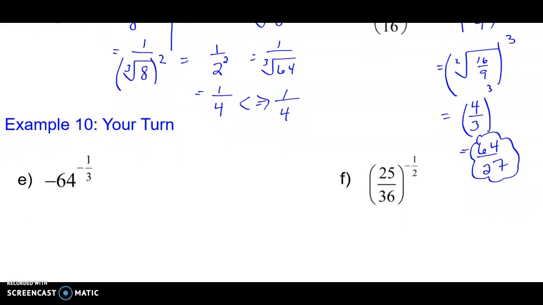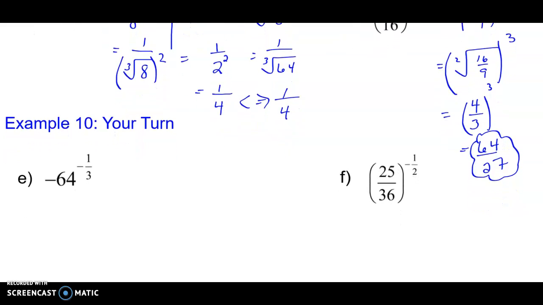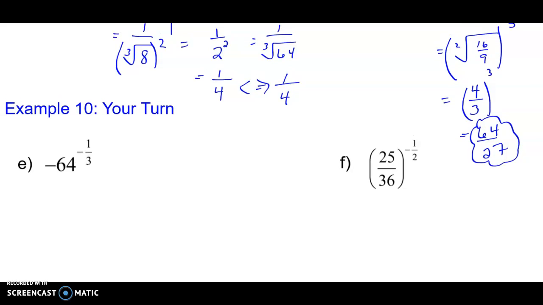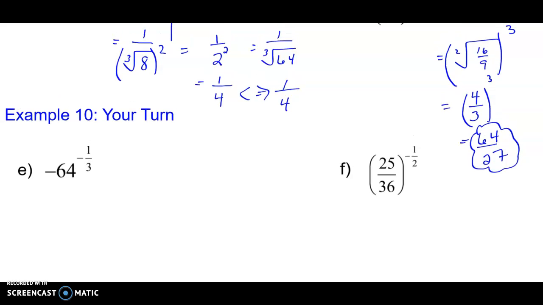Example 10 is a your turn, so I'm going to let you have some time now to do example 10. Example 11 and 12 are included for your interest. You can read through those and the solutions will be posted in your notes. We're ready to move on to section 4.6.